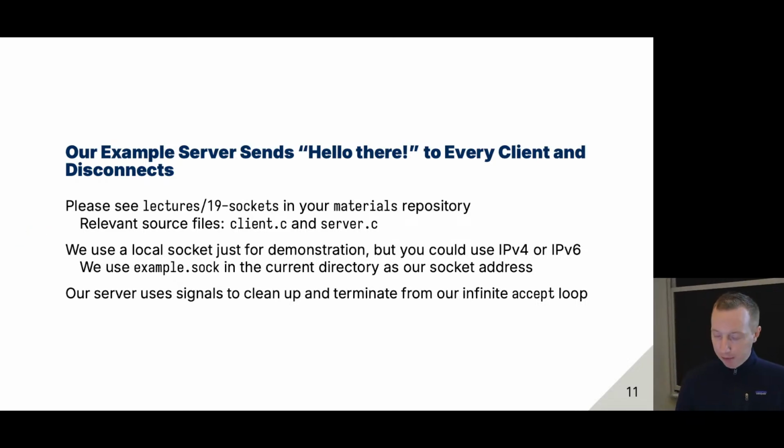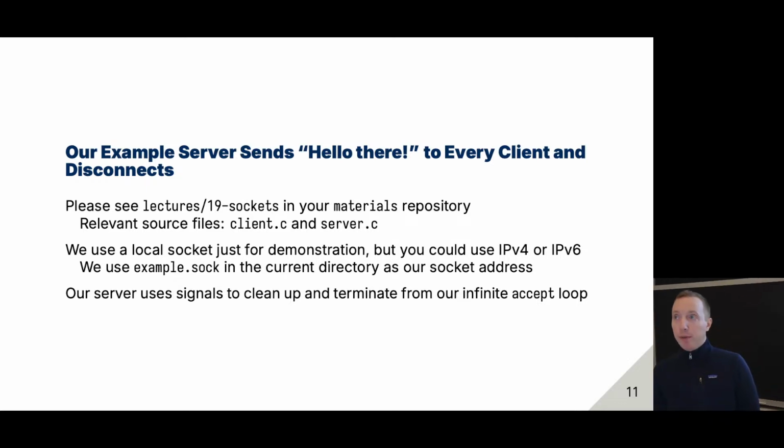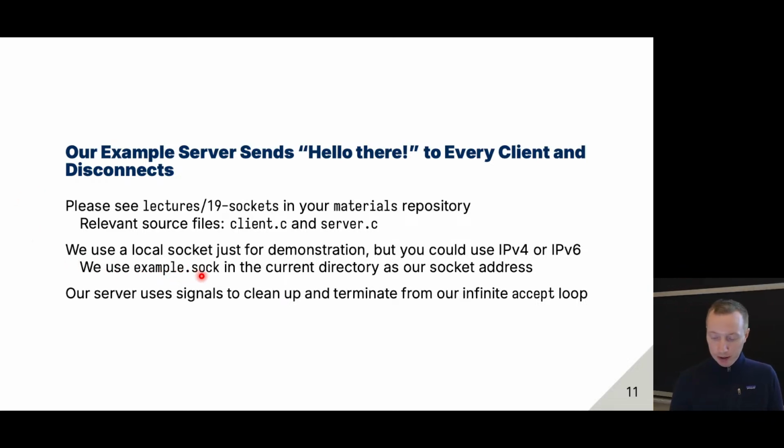You could use IPv4 or v6 if you want. For this, because we're using a Unix socket, it looks like a file. So it's going to create a file just called example.sock in the current directory, and we're going to use that as our socket address. Our server will also use some signals to clean up and terminate from our infinite accept loop.